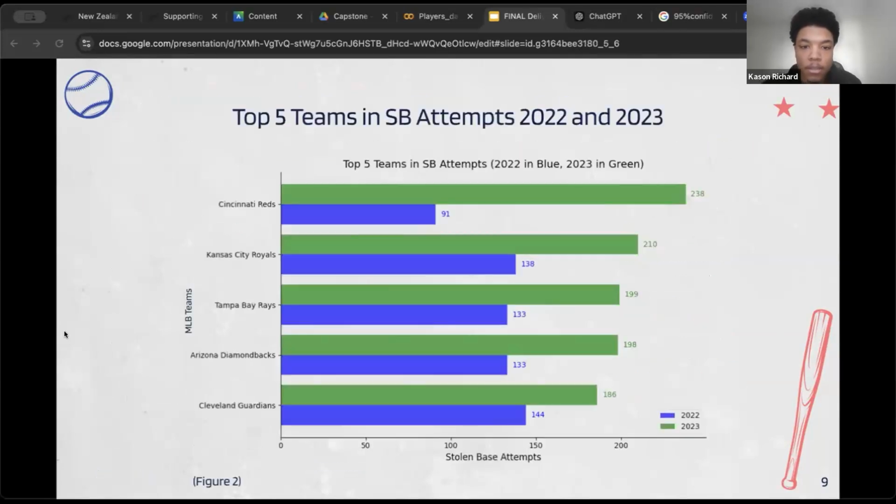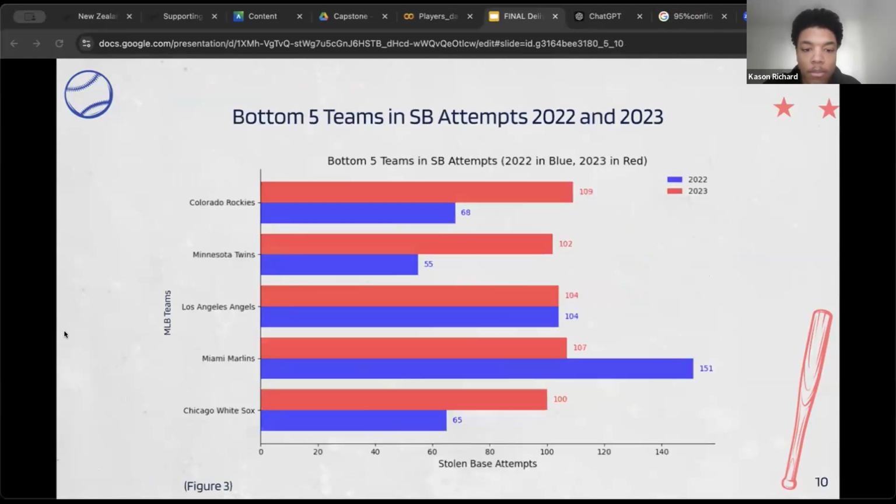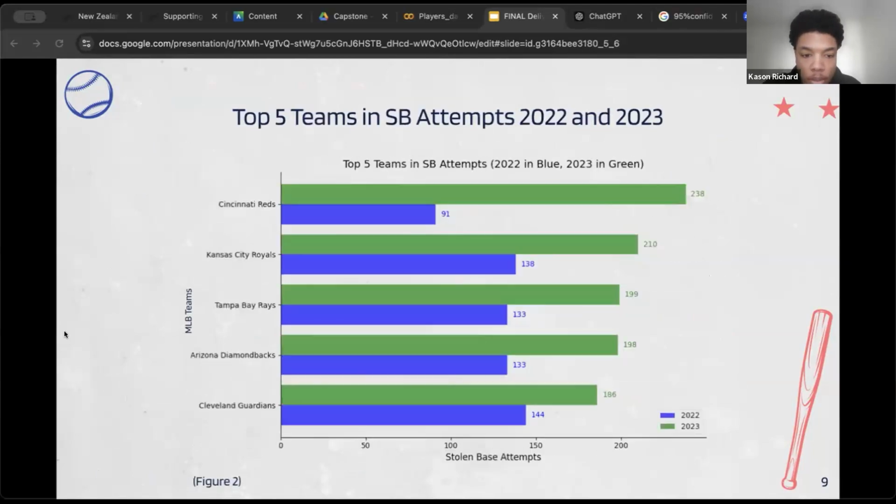Now looking at the stolen base attempts for 2022 to 2023, these are the top 5 teams. So still looking at the rule change. In green, you see the 2023 data, and in blue, you see the 2022 data. Now, go back, please. Across all 5 teams, you see increases, from the Reds all the way down to the Guardians. Next, please.